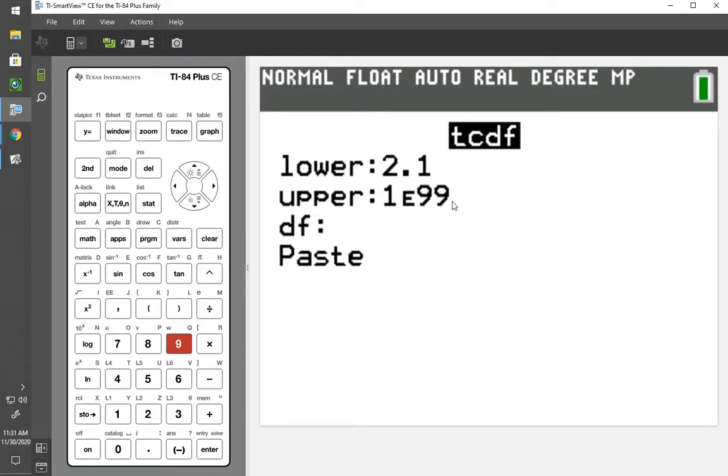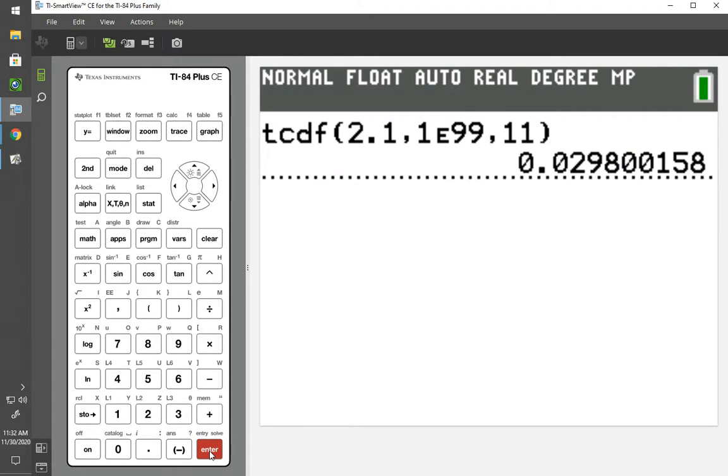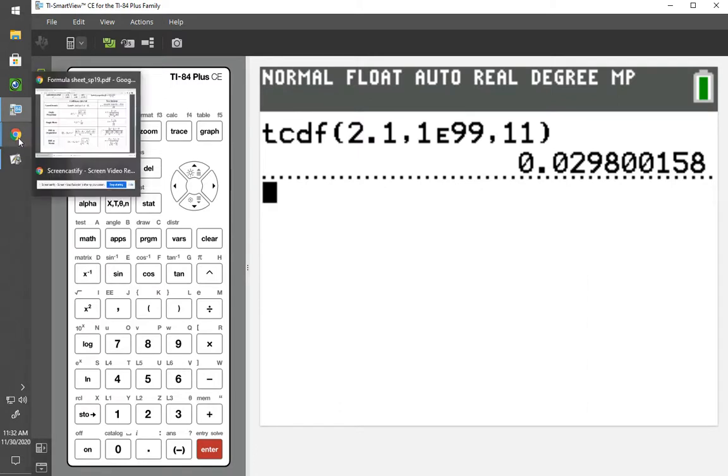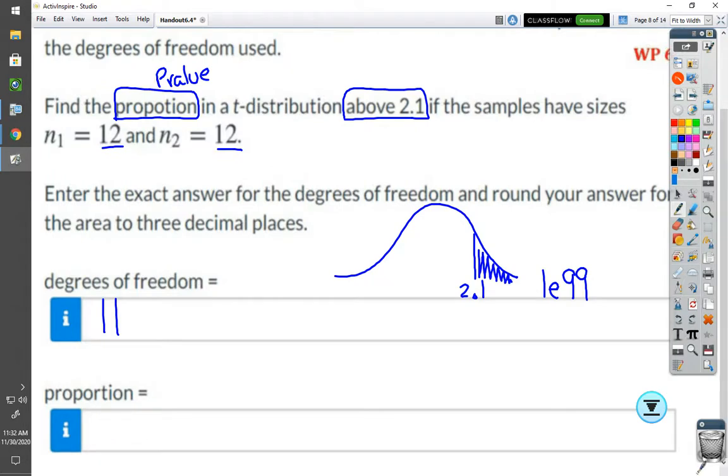It's a 1 times 10 to the 99. My degrees of freedom, we already stated those were 11, because both sets were 12, and that would give me a degree of freedom of 11, or either way. My area calculation is approximately 0.03 when rounded. That means that the area consumed beyond 2.1, or the p-value, is approximately 0.03.